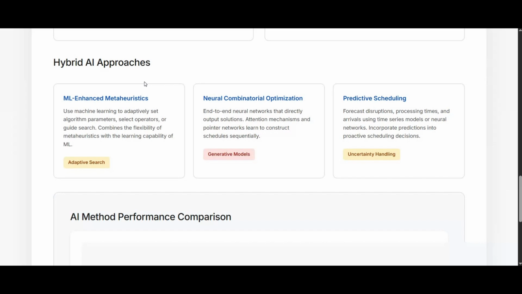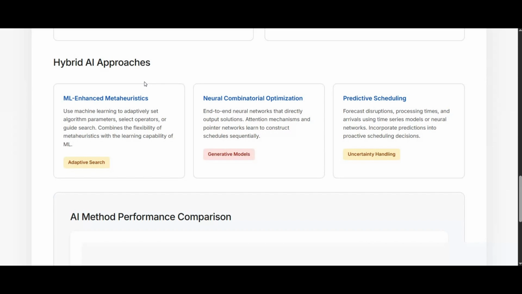For example, in ML-enhanced heuristics, machine learning adjusts parameters to choose operators dynamically during search. Instead of using fixed settings, the algorithm learns what works best for a given problem instance.